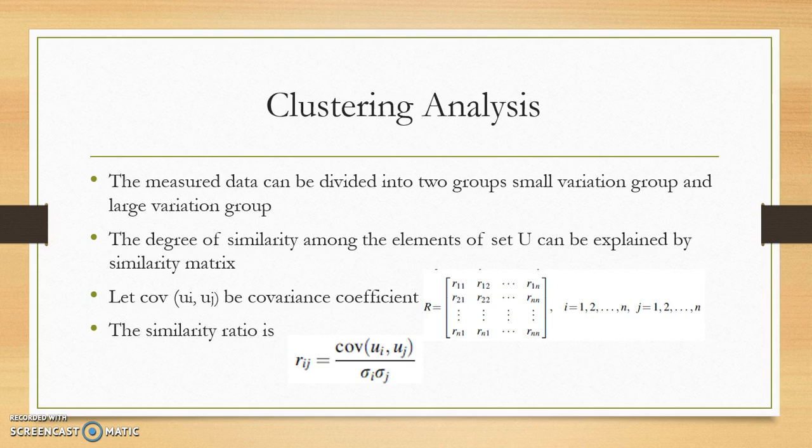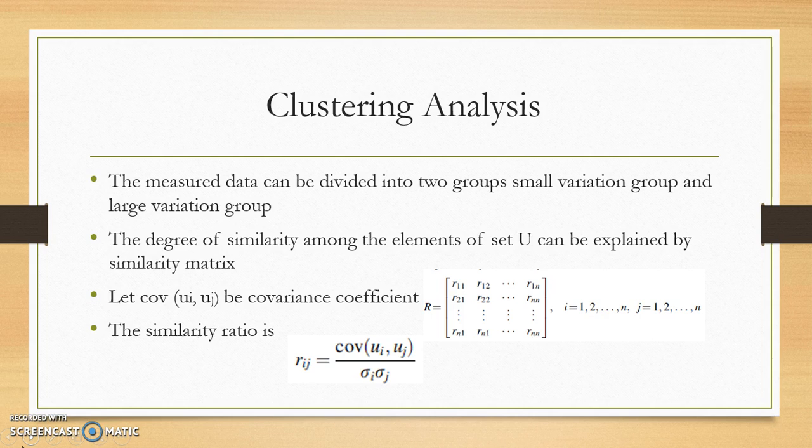Coming to the next one. As we can see, in the analysis we are using the clustering type of analysis. The measured data can be divided into two groups, small variation group and large variation group, SVG and LVG. The degree of similarity among the elements of set U can be explained by a similarity matrix. What is set U? Set U is a collection of small variation group and large variation group of data.